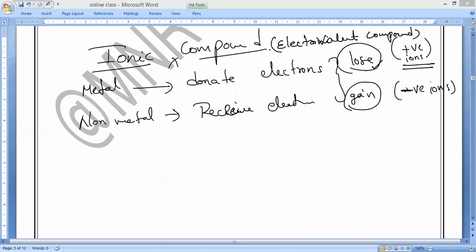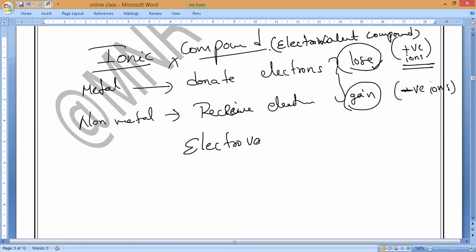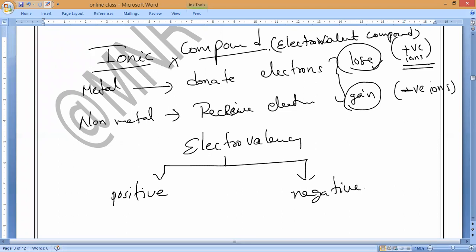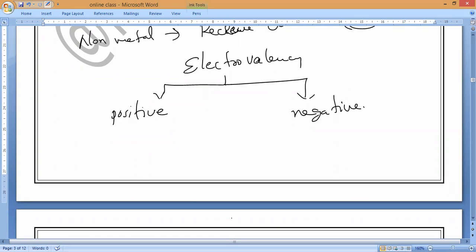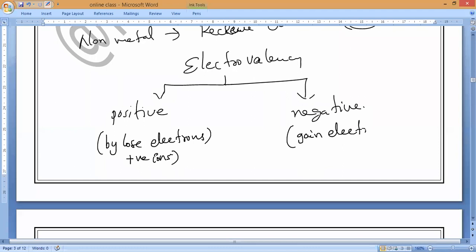So electrovalency is again of two types: positive electrovalency and negative electrovalency. Positive is by donating or gaining? By losing. The elements which lose electrons form positive ions. So by loss of electrons, positive electrovalency, positive ions. Next, by gain of electrons, negative ions. Do you understand this one? So till here is completed.